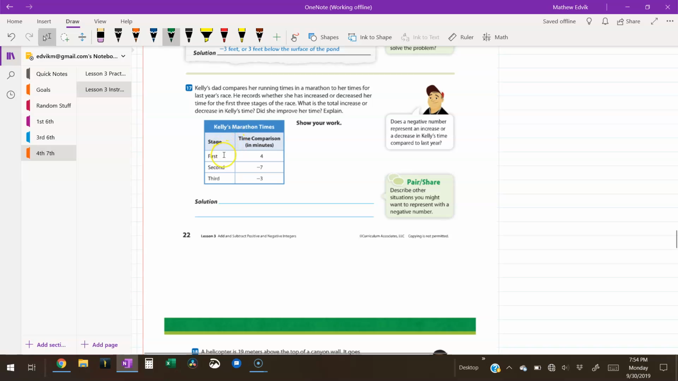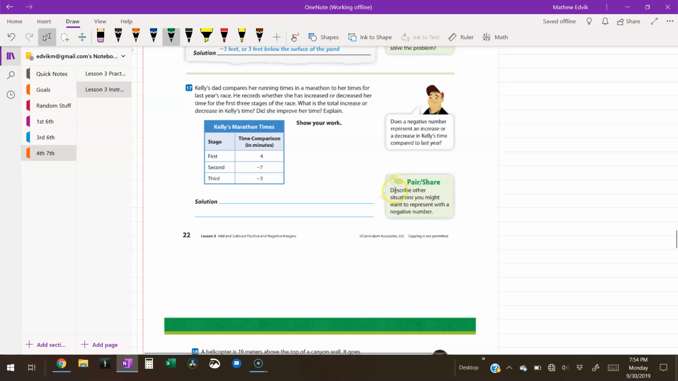So this time, the first stage, she was 4 minutes more. The second stage, she was 7 minutes less. And in the third stage, she was 3 minutes below that. So the question is, does a negative number represent an increase or a decrease in Kelly's time compared to last year? So a negative number shows a decrease in time.